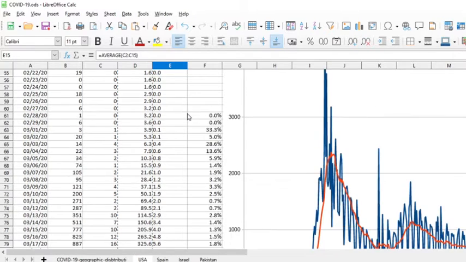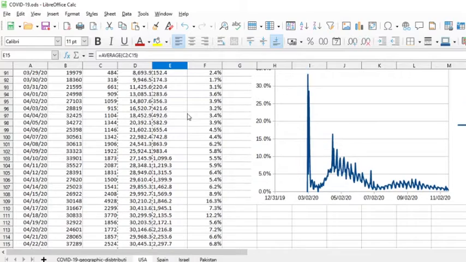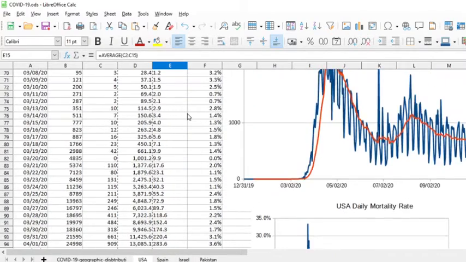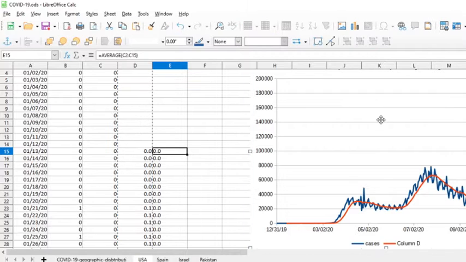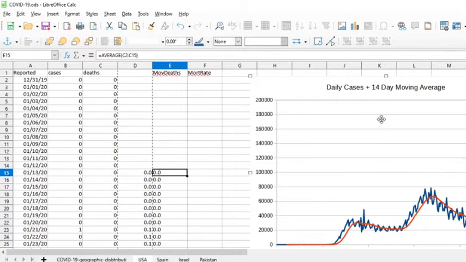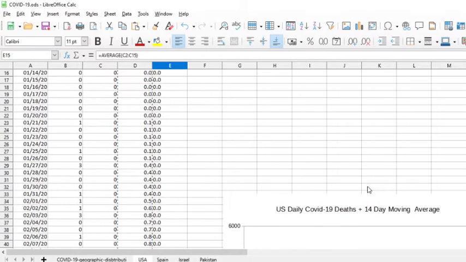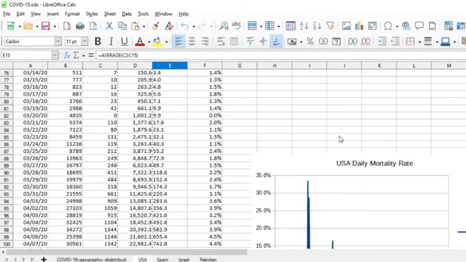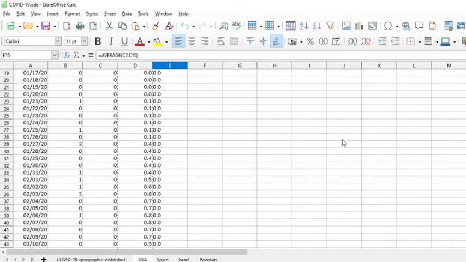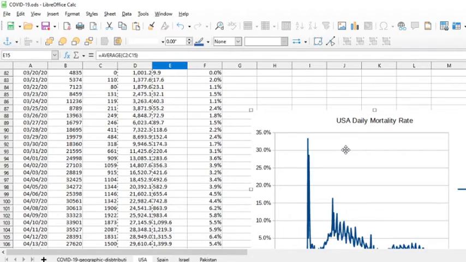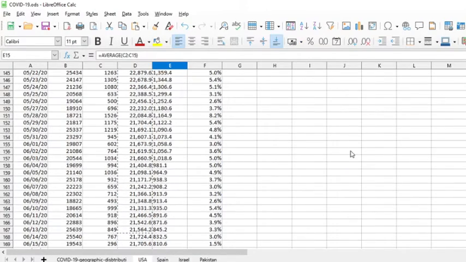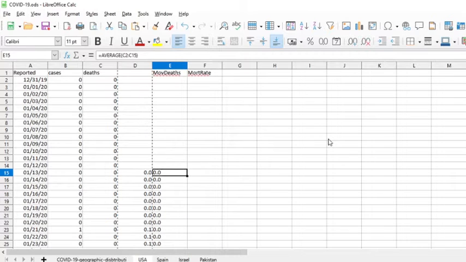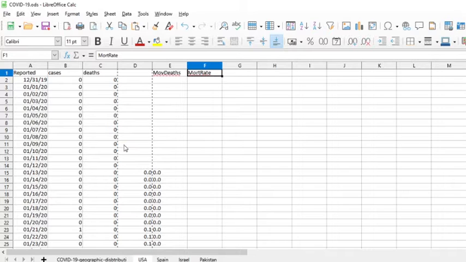All right. Let's get rid of these. Okay. So now we've got our clean data here. I could also do a 14-day moving average of mortality rate also, but that's not really necessary.